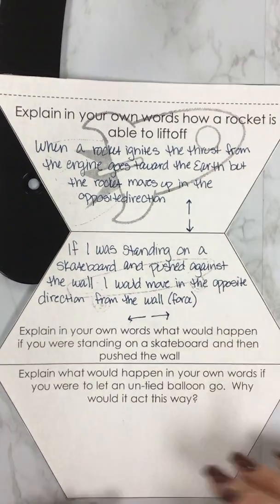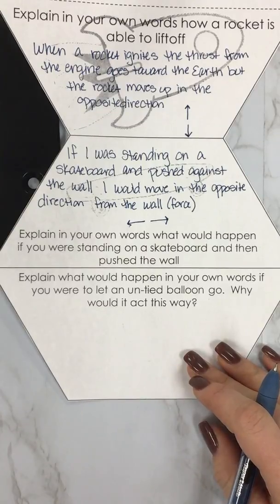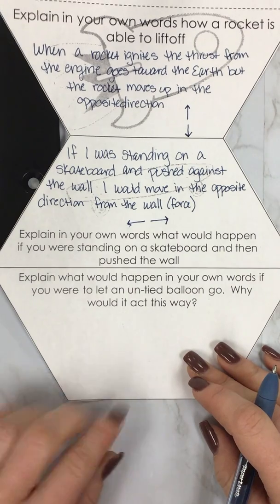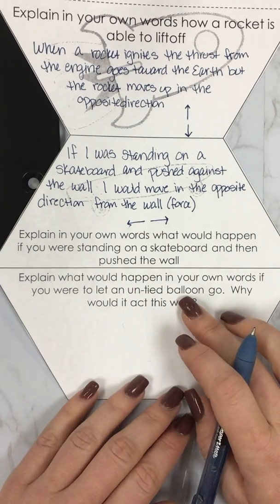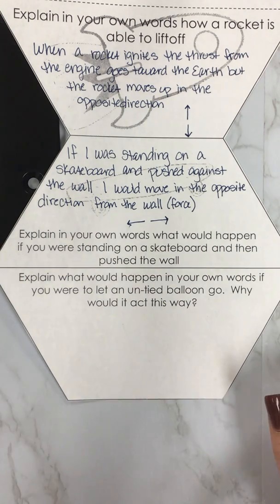So down at the bottom, explain what would happen in your own words if you were to let an untied balloon go, and why would it act this way? So an untied balloon, what this means is not one that's filled with helium necessarily, but if you just have a balloon and you blow it up and you don't tie it off, and instead you're just pinching the end, and then you decide to let the balloon go. If we've ever done this, we know that it acts crazy and it starts flying all over the place, and that's because air is coming out of the opening of the balloon, pushing it in the opposite direction.